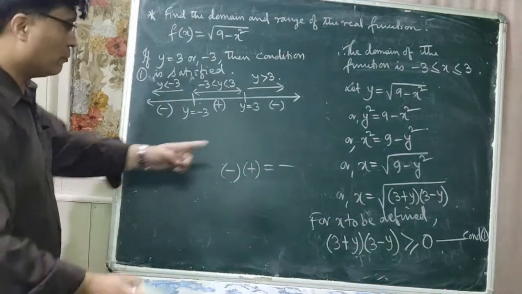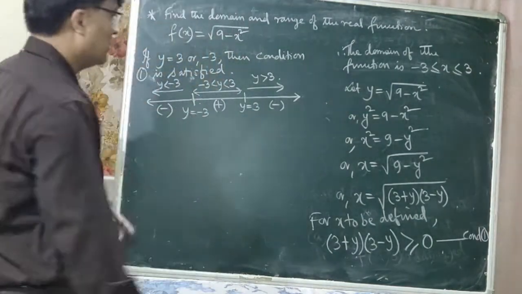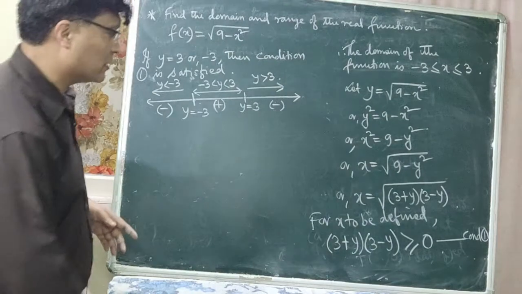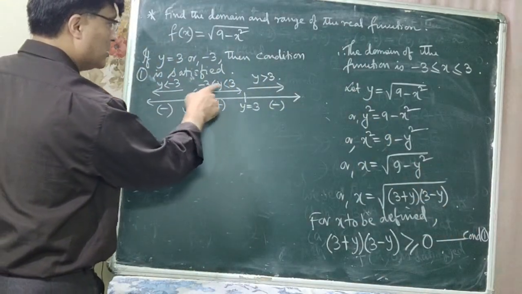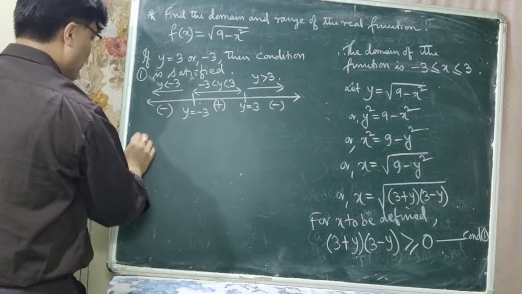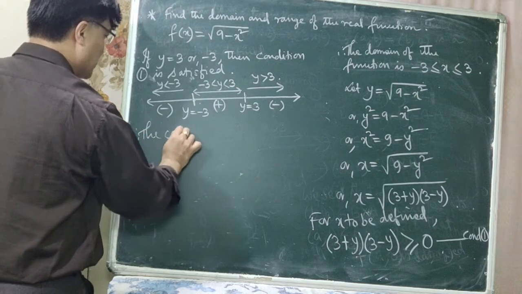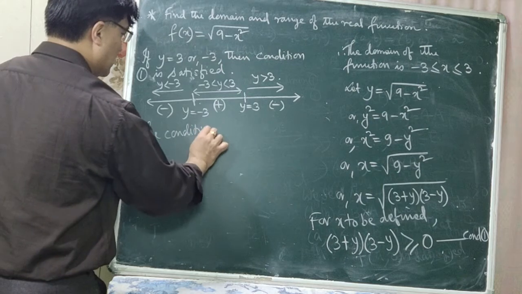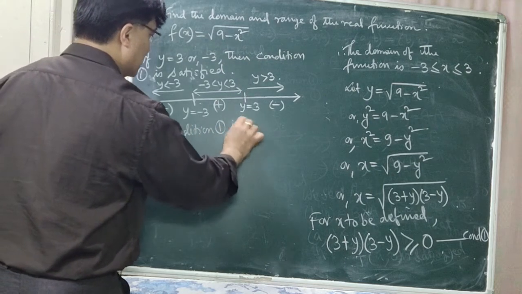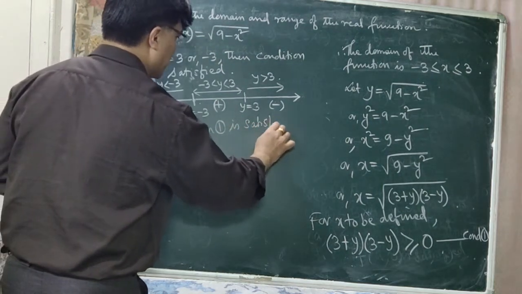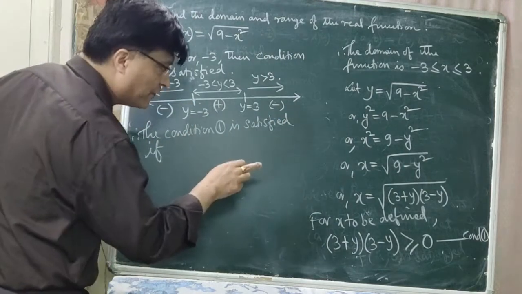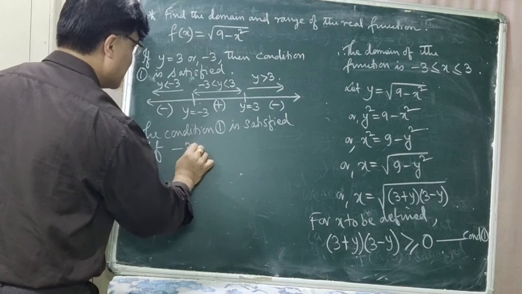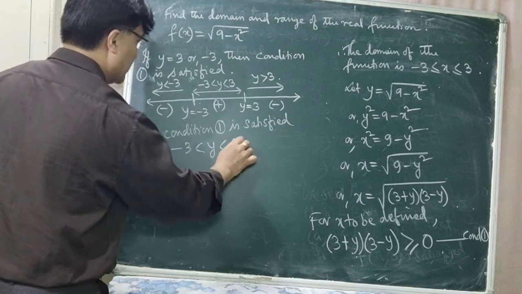Is that clear? But it should be positive. It should be what? Positive, isn't it? Greater than 0, sir. So therefore the condition 1 is satisfied. The condition 1 is satisfied if minus 3 is less than y less than 3.